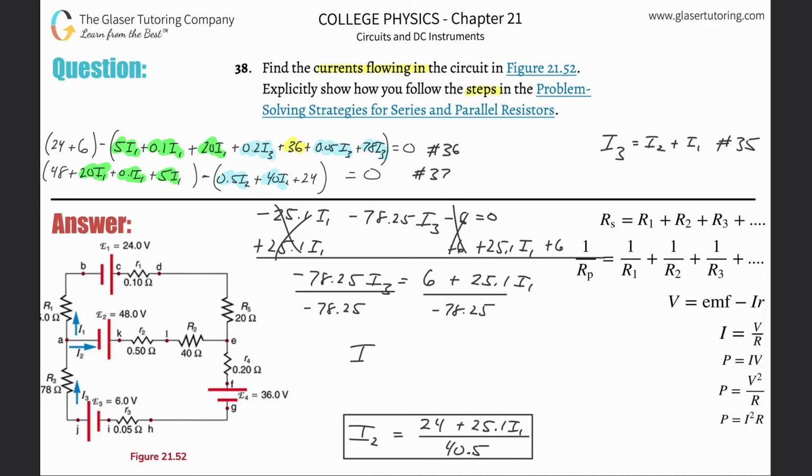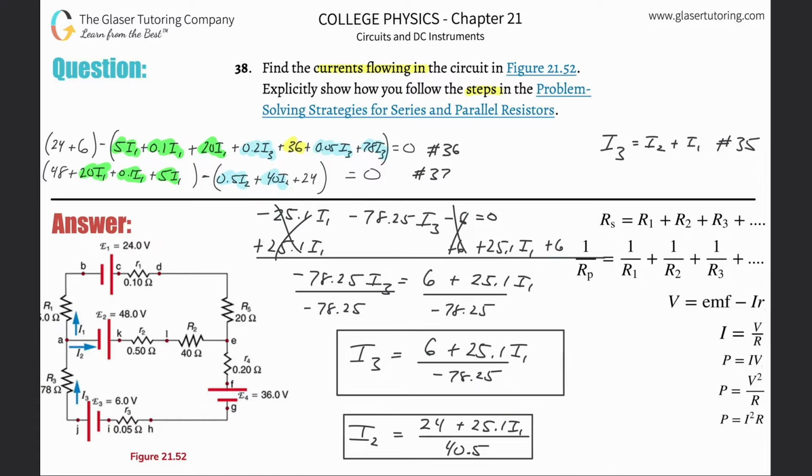So this is going to be now I3 is equal to, I think I'm going to bring the negative sign out, and I'm just going to bring it up. It doesn't matter. You can leave it there. I don't think it really matters. It doesn't matter mathematically. I'm just thinking about what'll be easier later on. Let's just leave it. So let's just rewrite it. 6 plus 25.1 I1 all over then negative 78.25.